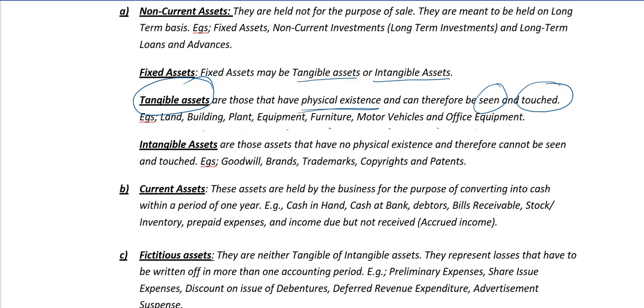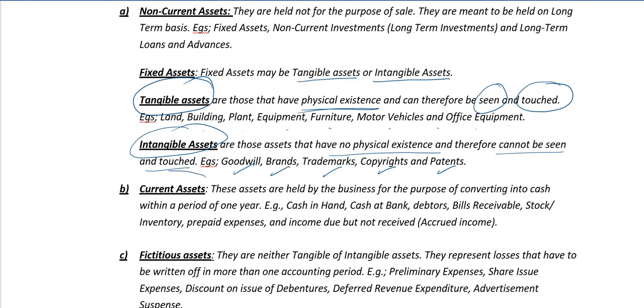Intangible assets are those assets that have no physical existence and therefore cannot be seen and touched. Examples of intangible asset are goodwill, brands, trademarks, copyrights, and patents. So goodwill, etc., which is a measure of the reputation of the business, is called an intangible asset. It is a fixed intangible asset. It has no physical existence, cannot be seen and cannot be touched.